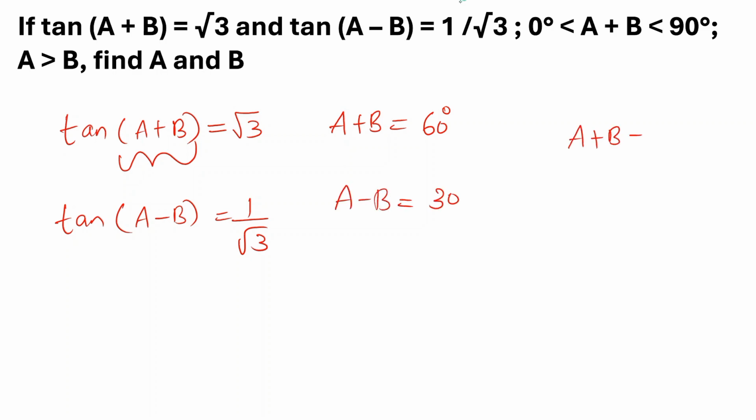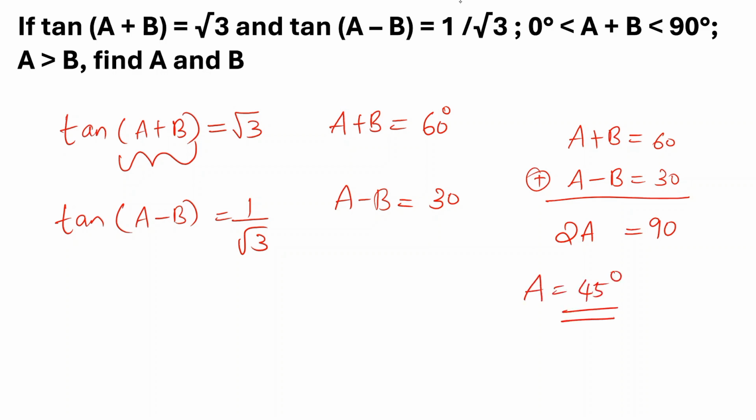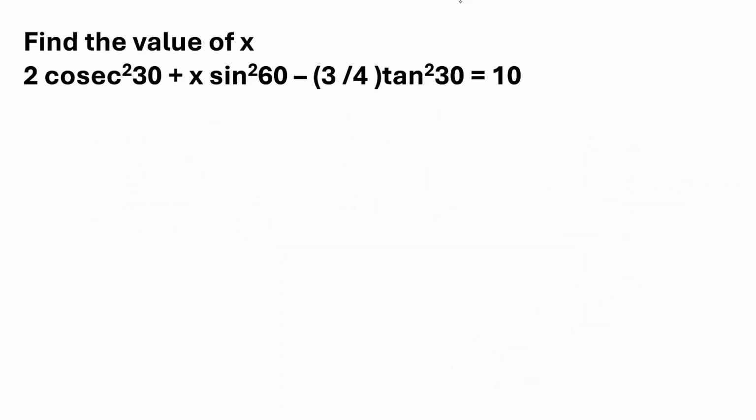So if we know two equations, we can solve it. Just add this equation, a plus a 2a and b plus minus b 0, 60 plus 30 90, a equals 45 degree. So definitely b equals 45 minus something is 30. So that is 15 degree. And this is also satisfied, a greater than b is also satisfied. It is mentioned here. So a is 45 and b is 15.